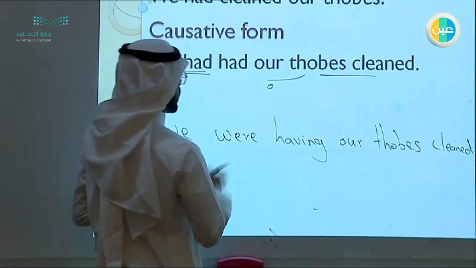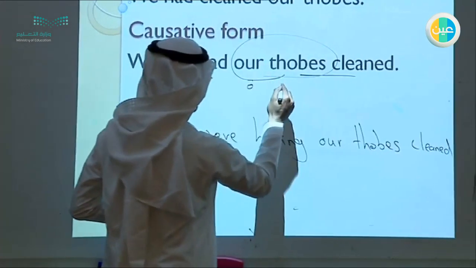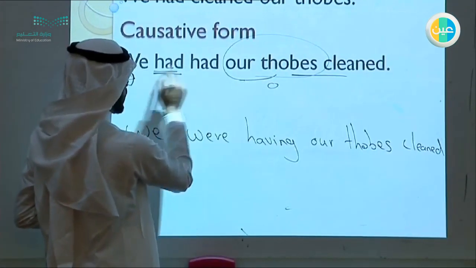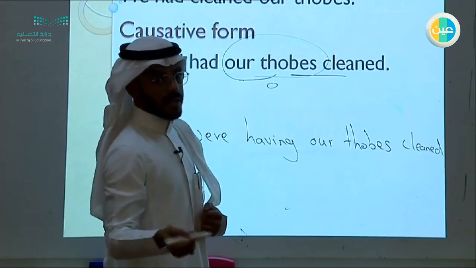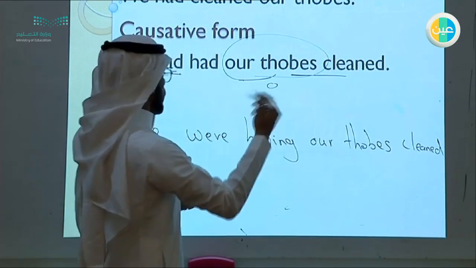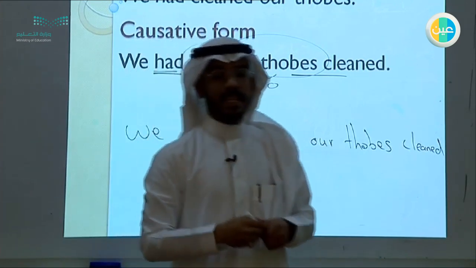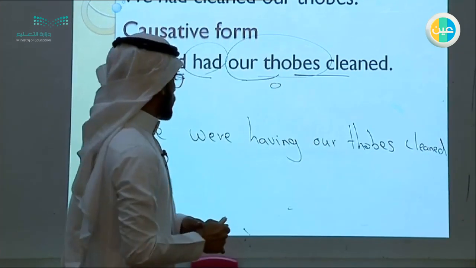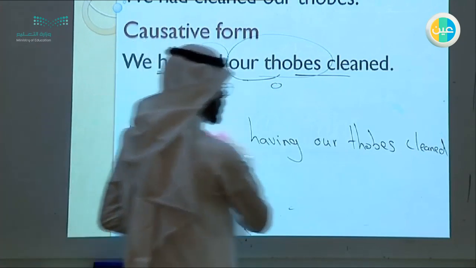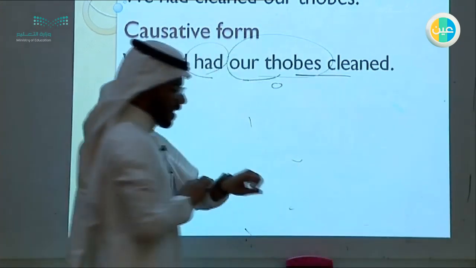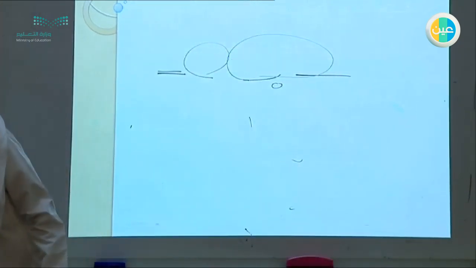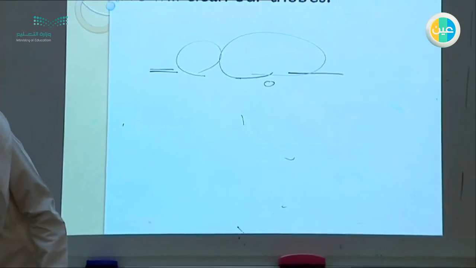This is the object, our thoughts. And had, because it's in the past, and in the present perfect we use had. So we had our thoughts cleaned. We had our thoughts cleaned. So this is about the present and the past. Now let's move to the future.